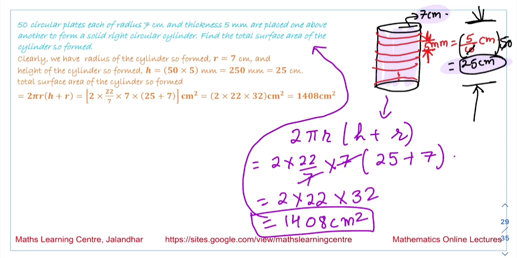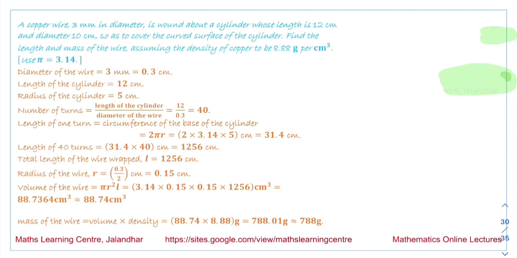Next we have a copper wire 3 mm in diameter is wound about a cylinder whose length is 12 centimeter. We are saying we have a cylinder, and the length of this cylinder is given to be 12 centimeter and the diameter of this cylinder is 10 centimeter. It means radius we have is 5 centimeter.